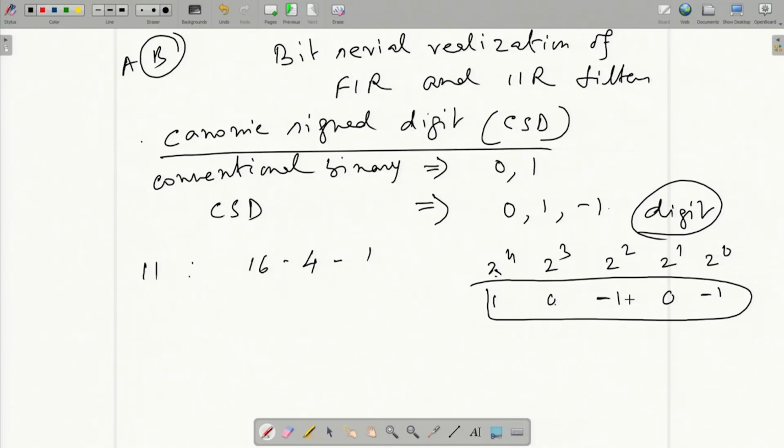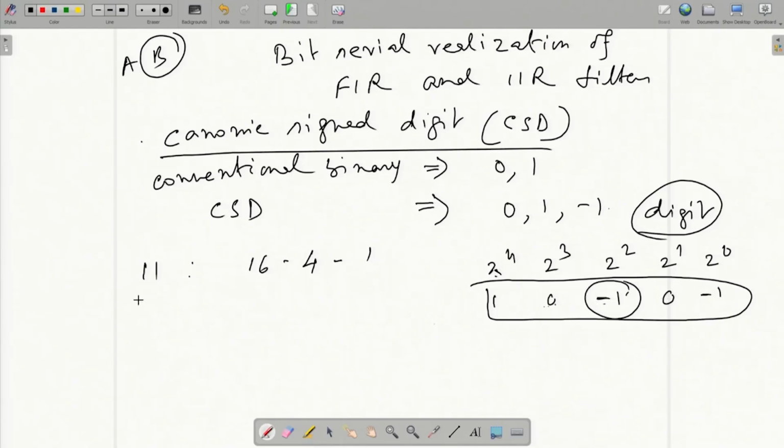In CSD, the coding technique is such that whenever you have a non-zero digit, it is always guaranteed that the left neighbor and right neighbor will be zeros at least. Neighbors further to the left and further to the right could also be zeros, but at least the immediate left and immediate right will be zeros. Here I have only a right neighbor, nothing on the left, and here I have only a left neighbor, nothing on the right. Here I have both immediate left and immediate right, and they are zeros.